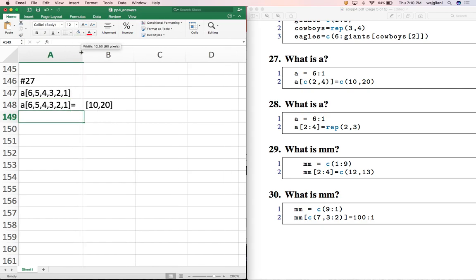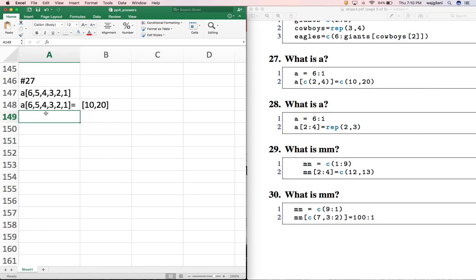All right, set equal to these values. Now, the first value that's being overwritten is the 5, because it's in the second position. So here, 5 will be overwritten to be 10. 4 will be overwritten to be 20. I'm sorry, the fourth value, which is 3, will be overwritten to be 20. And that's A. Now we do number 28.